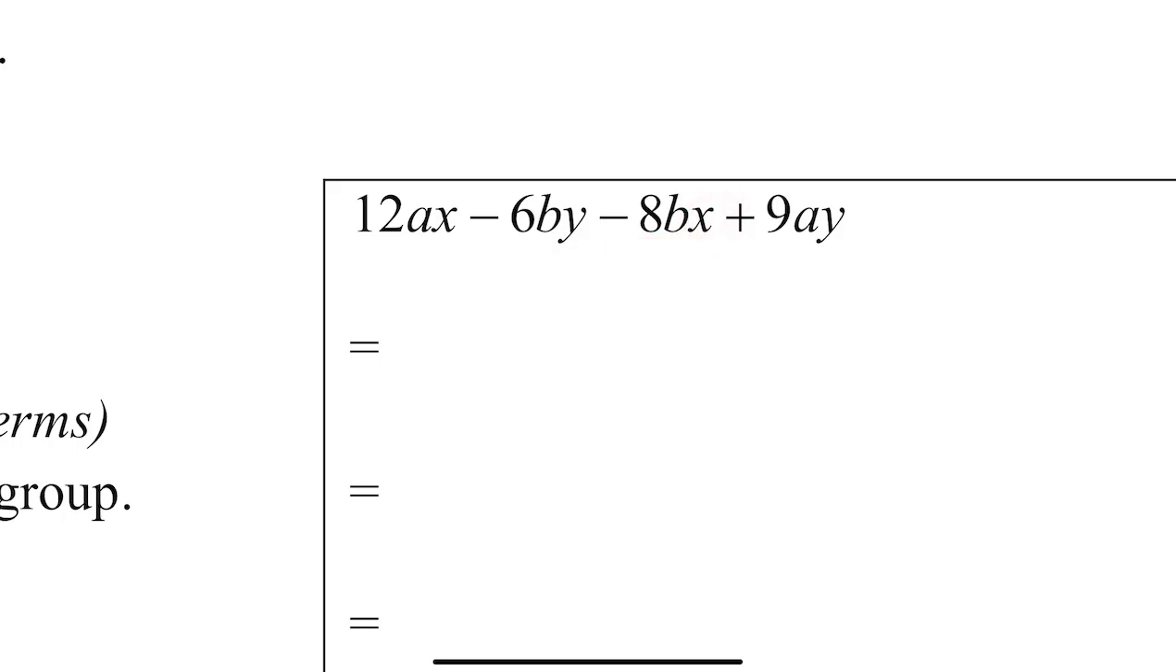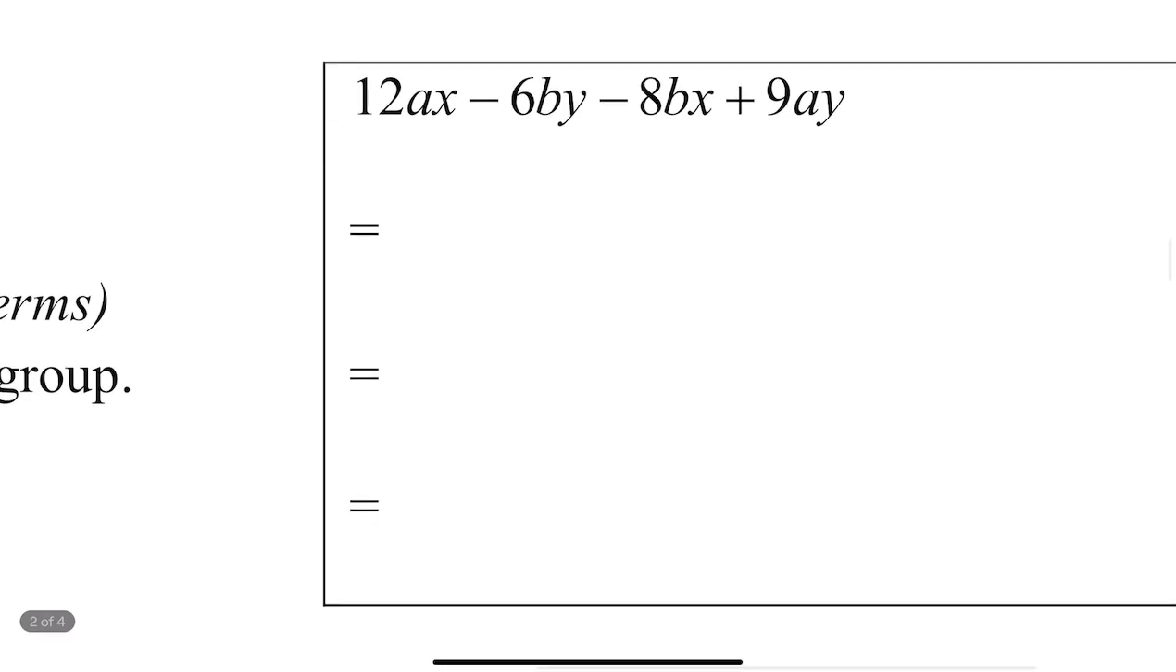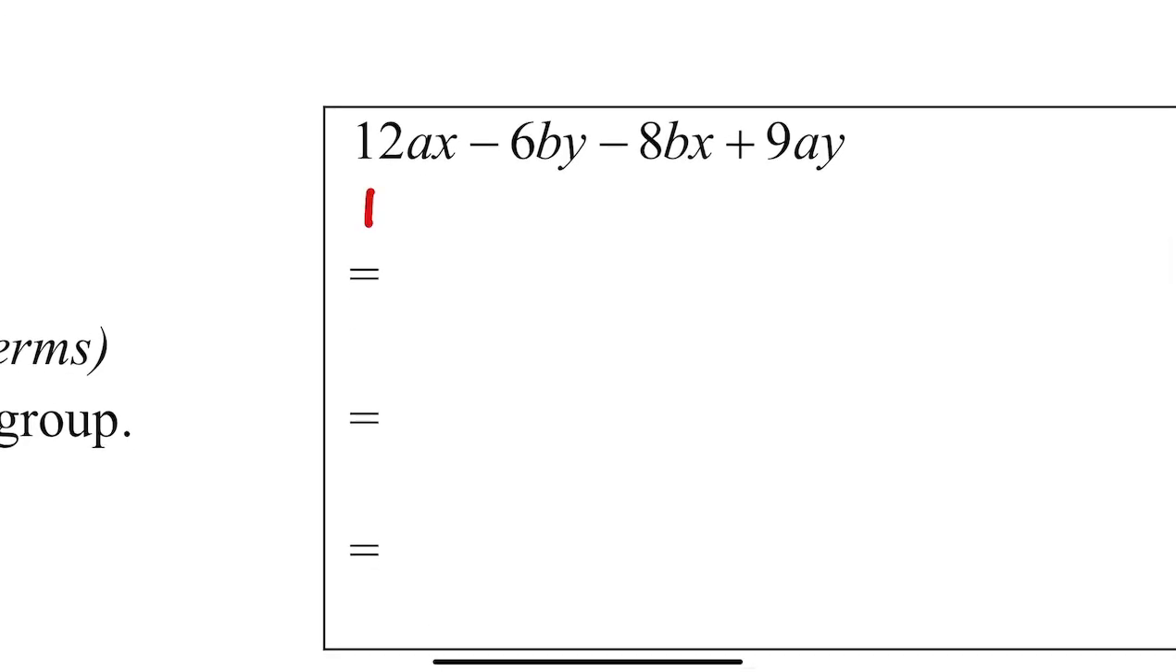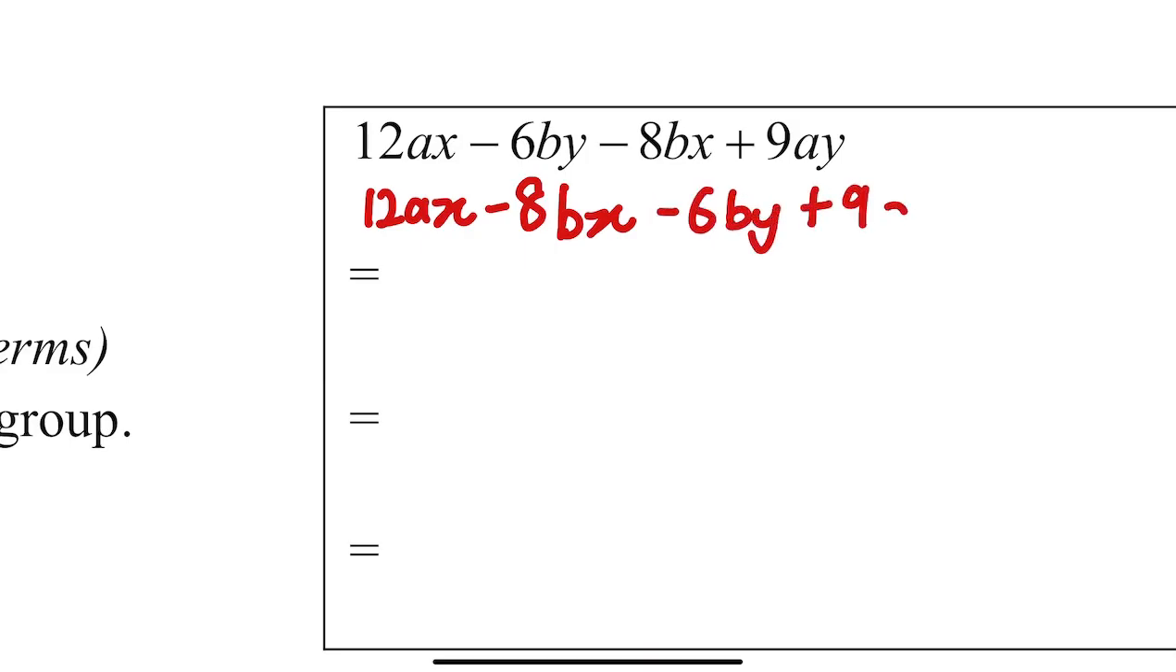I can now rewrite the terms to become 12ax. I will shift this term containing the x in front, because it can contain the same letter. Minus 8bx. Then now I shift this term to the back. Minus 6by plus 9ay.